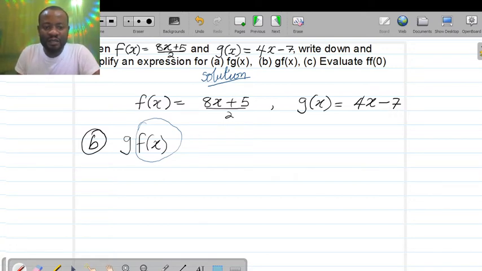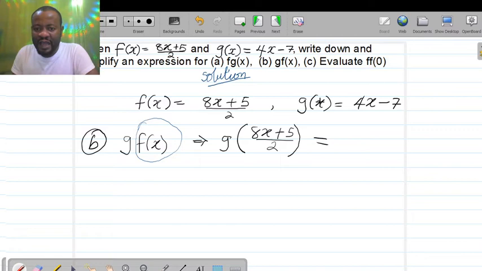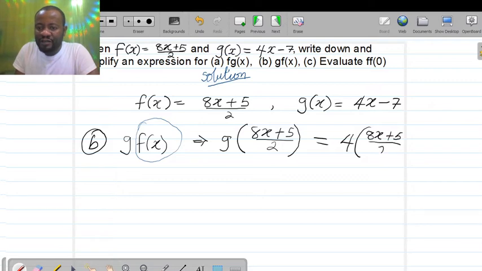So this will now be g of 8x plus 5 all over 2. You see that? Now for me to solve this, this is my x, and all this is what x represents. So anywhere I come across x, I will replace it with this because this is what x represents. Now I will have my 4 times 8x plus 5 over 2, minus 7. 7 doesn't have x.